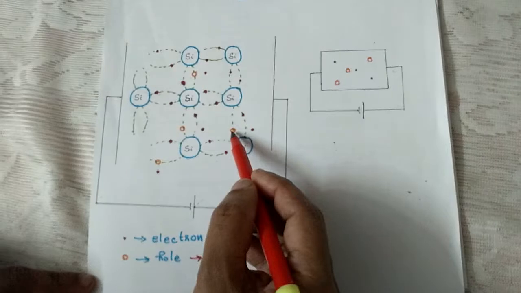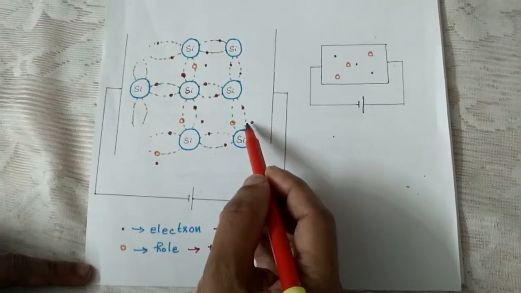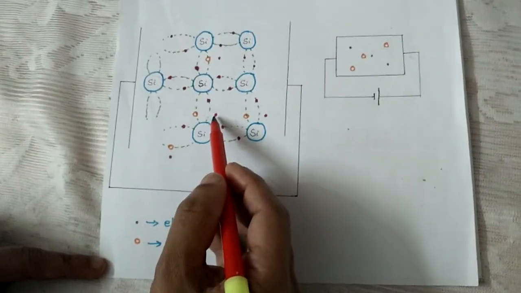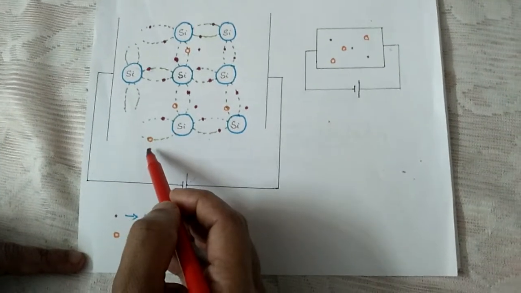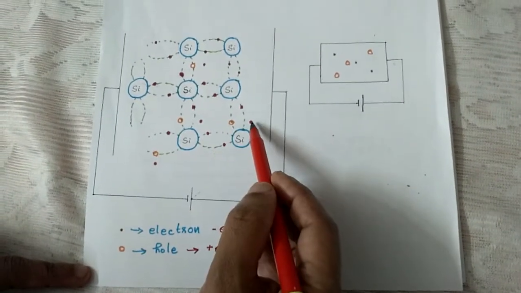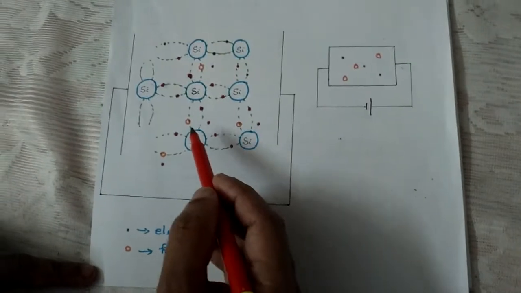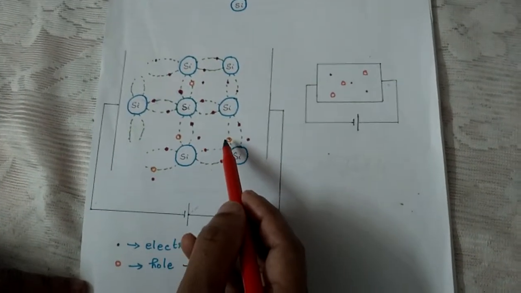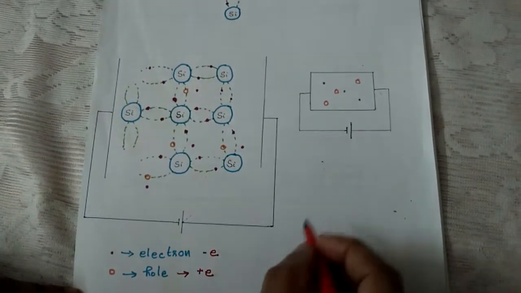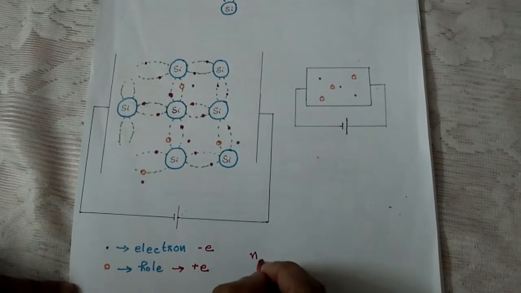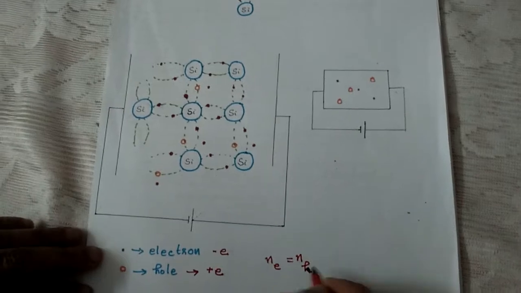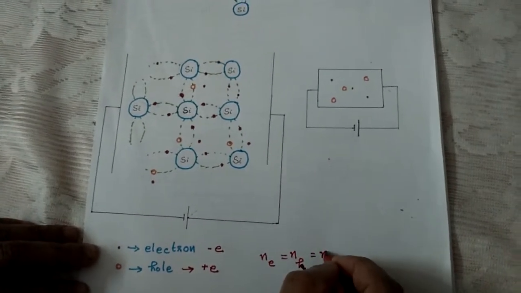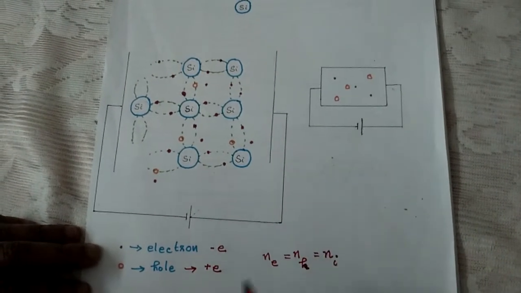So as temperature increases, more and more covalent bonds break and an electron-hole pair is created. So the number of free electrons will be equal to the number of holes. So the number of free electrons is equal to the number of holes, and it is the intrinsic carrier concentration.